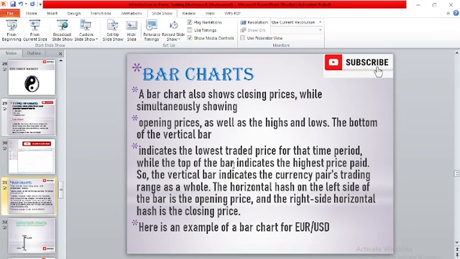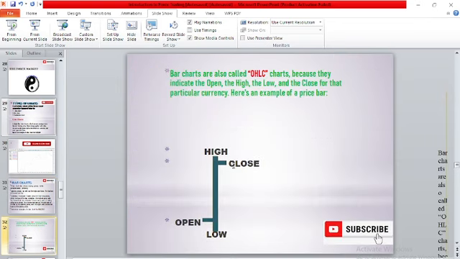Now the horizontal hash on the left side of the bar is the opening price, and the right side horizontal hash is the closing price. Now here is an example of a bar chart for Euro USD. But just in case you've not come across the Euro USD bar chart, this is how it looks.